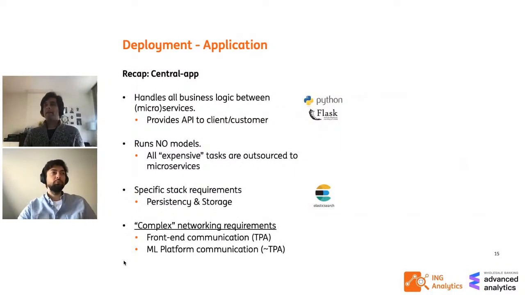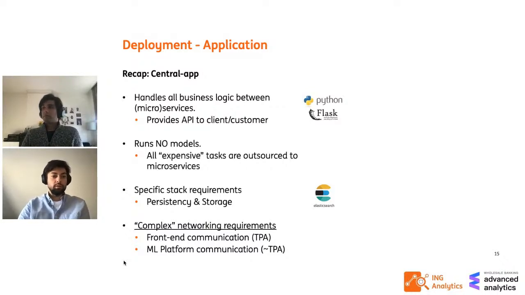So to recap, our central application was a central backend that had no expensive tasks, but did require some persistent storage. It was basically a Python application running Flask, containing all the business logic. We chose this solution because we had complex networking requirements of communicating both to the front end, which was on the front end server that had to go through the gateway, an Nginx web server, and to all these models, which were all stateless. So you needed to connect to something because the front end couldn't do this all on its own.